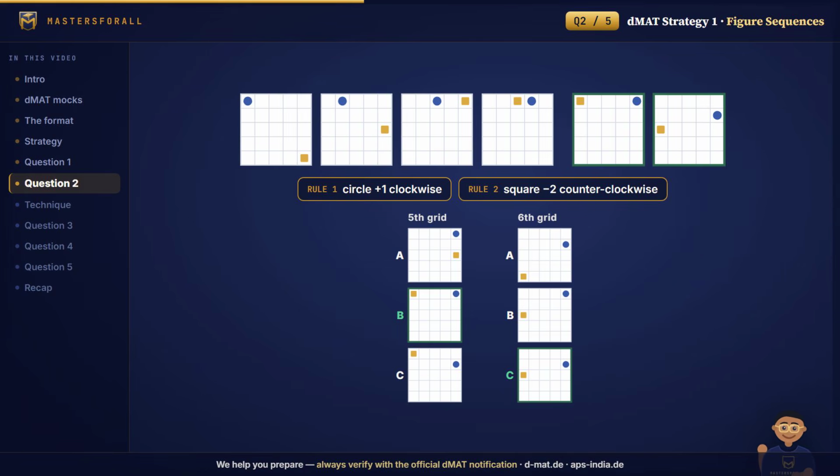Sixth, the circle turns the corner and starts down the right-hand side. The square keeps running back down the left. Option C. 2 figures moving in opposite directions inside one grid. That is exam hard and you handled it.